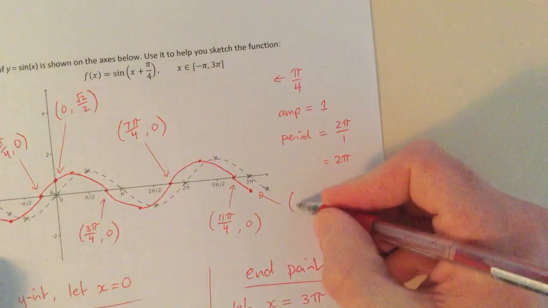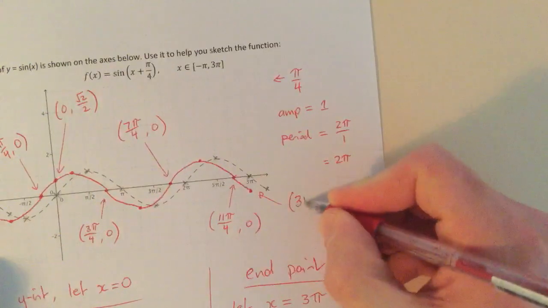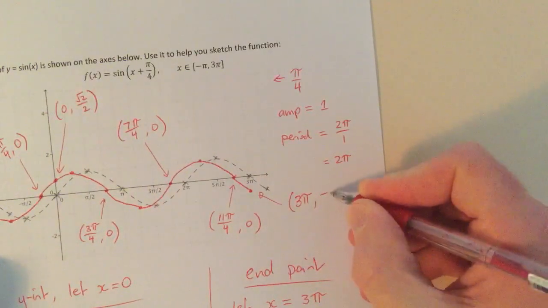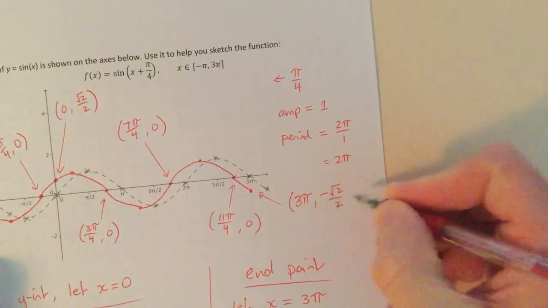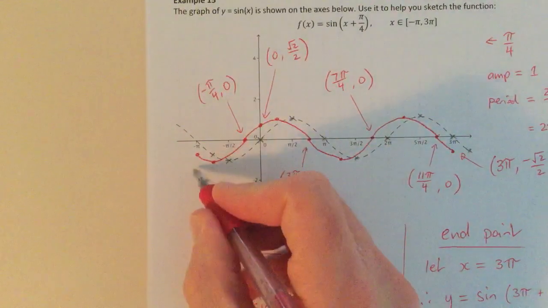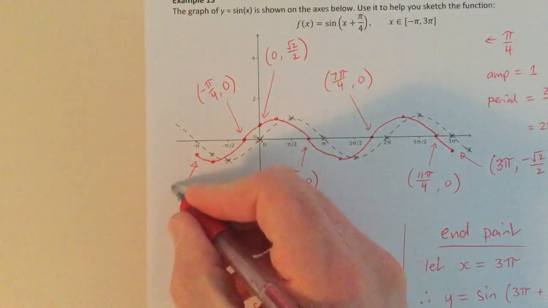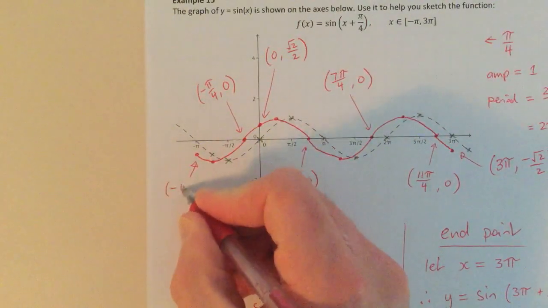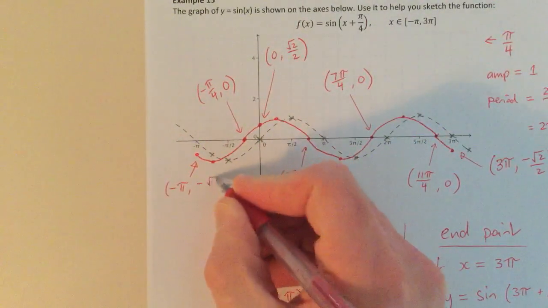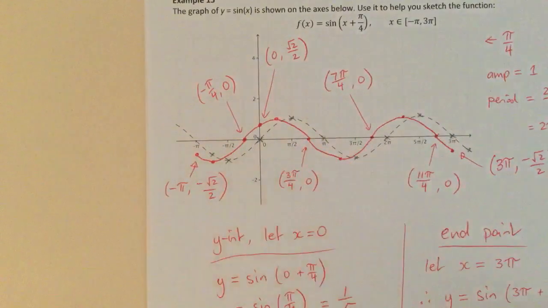So the endpoint coordinate is 3 pi, negative root 2 on 2. And over here, the first negative one, x coordinate's negative pi, y coordinate is negative root 2 on 2.